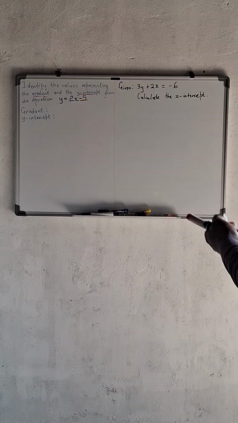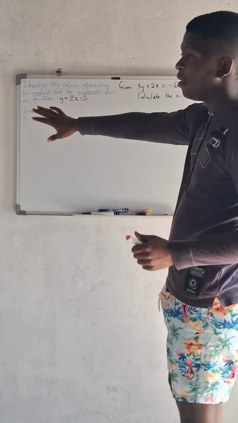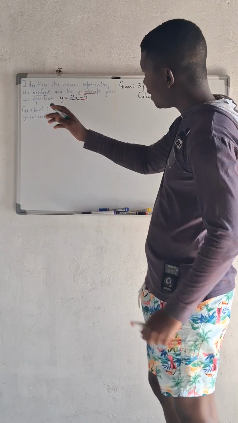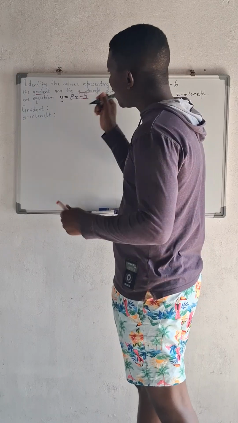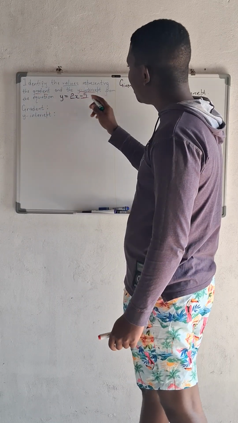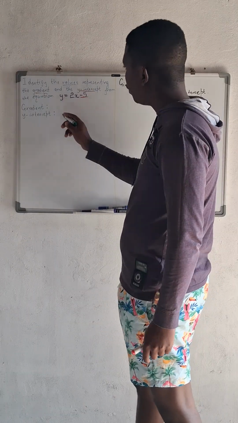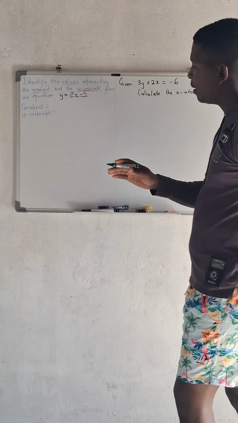Grade 9. So let us do these two questions. We're still on graphs. Now, they are saying identify the values representing the gradient and the y-intercept from the equation. Here is our equation. I've written it in purple.